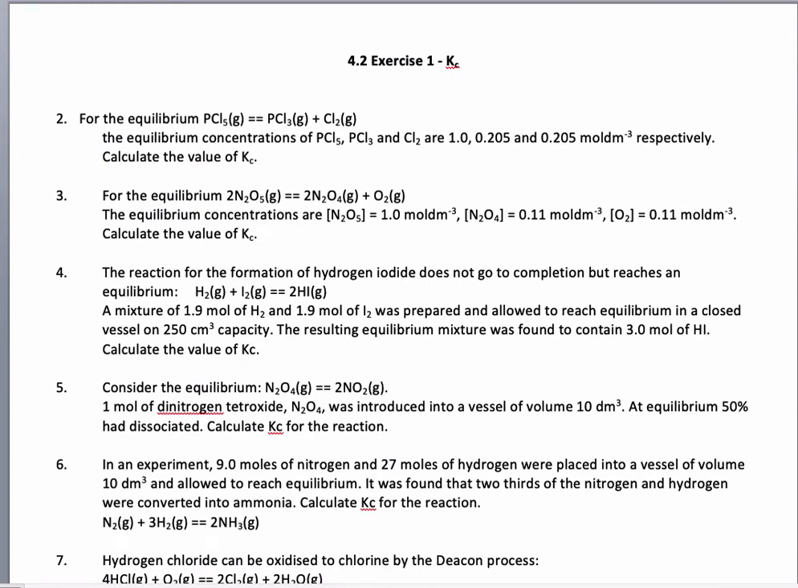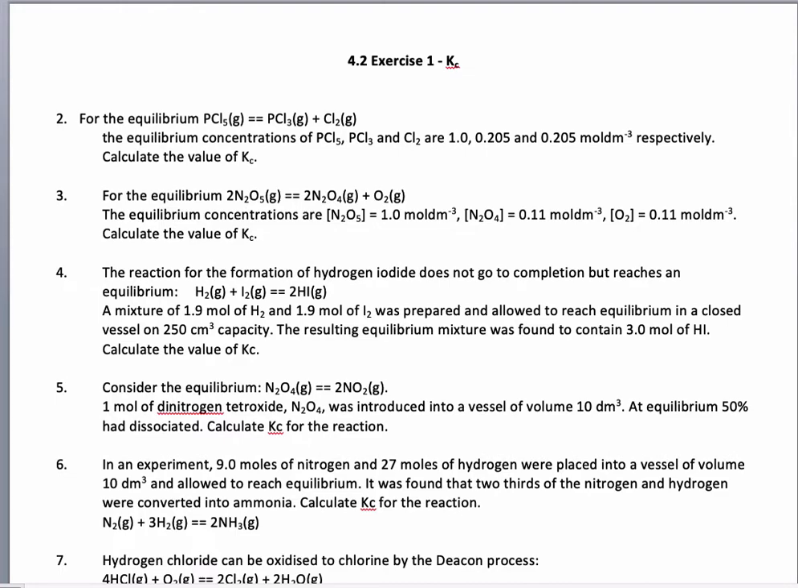Right, let's have a look at how to answer some of these questions then. Apologies, these don't have proper equilibrium arrows. Sometimes they're a bit tricky to do in Word, but hopefully you can figure out where the equilibrium arrow should be. So if we have a look at question 2, the equilibrium concentrations of PCl5, PCl3 and Cl2 are as follows. So that tells me that all these concentrations are when we are at equilibrium.